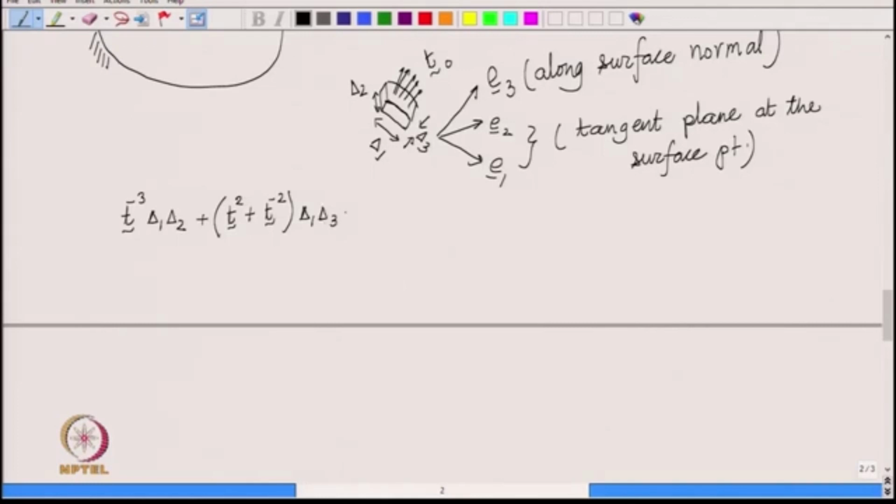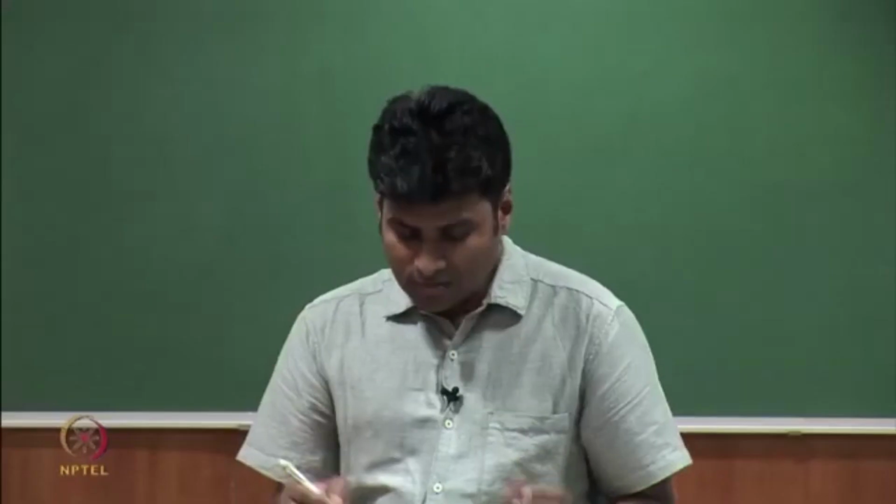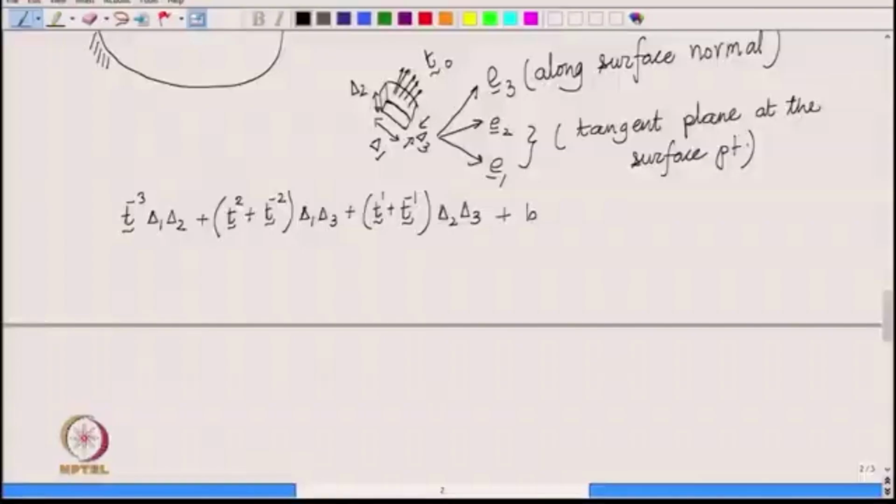And then think of the other two planes. So, T1 and T minus 1. So, T1 plus T minus 1, and what is the area of those faces? That is delta 2 into delta 3, right. So, that is the total force on this small box. Then you will have body force also on this small box. So, that is going to be equal to some body force B times the volume of this box, which is delta 1 into delta 2 into delta 3.